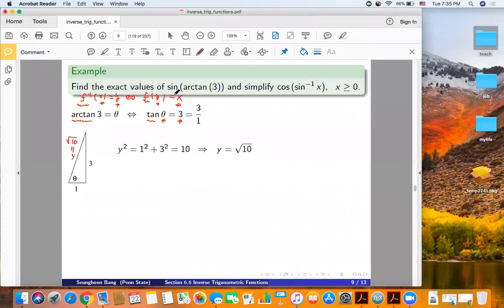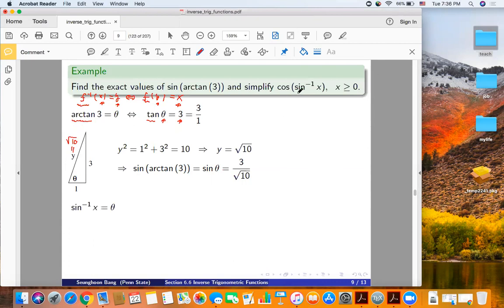Next, we go back to the original problem, sine of arctangent of 3. You plug this arctangent of 3 in as theta. This whole thing is theta, so sine theta. What is sine theta? Opposite over hypotenuse, 3 over square root of 10. That's it. This is the answer.